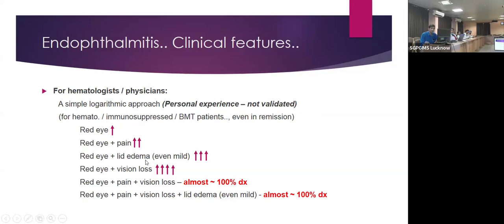If the red eye has a little bit of lid edema, it is more likely some infection or inflammation in the eye. And if it is associated with vision loss, then believe me, more than 90% of the time it is an infectious disease running inside the eye. And if all this is combined, then it is almost 100% diagnostic at the bedside that this patient has developed some kind of infection inside the eye. I have found this useful many a time.